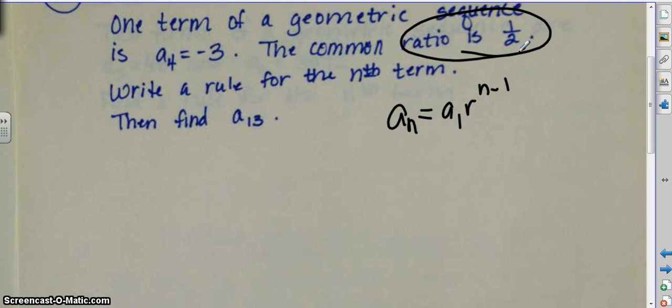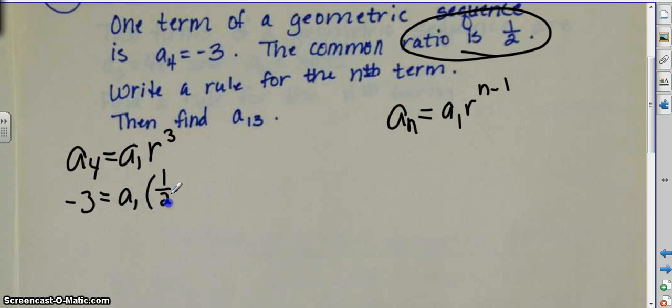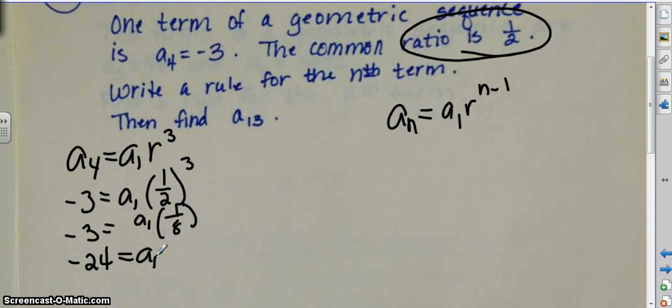I've got my common ratio of 1/2. Now I need to find my a sub 1, because that's missing in my formula. So a sub 4 would be equal to a sub 1 times the ratio raised to the n minus 1, which would be 4 minus 1 is 3. A sub 4 is negative 3 is equal to a sub 1 times 1/2 to the 3rd power. So negative 3 is a sub 1 times 1/8. And if I multiply both sides by 8, I get a sub 1 is equal to negative 24.